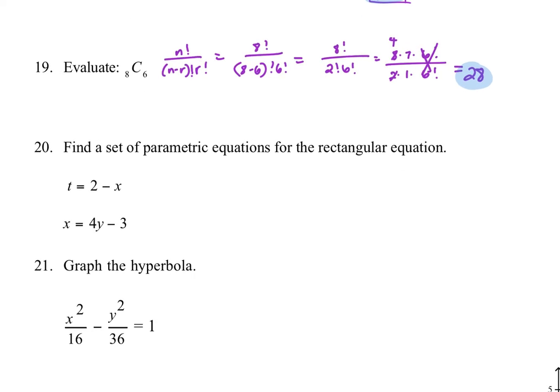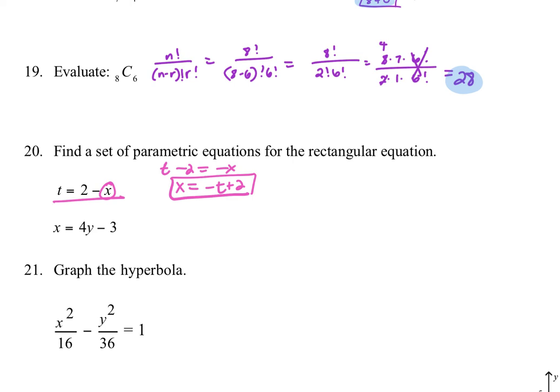Find the set of parametric equations for the rectangular equation. There's only one that has the t in it, so you're going to solve that one for the other variable. I'm going to solve for x here. I would get t minus 2 equals negative x, so x would equal negative t plus 2. That's one of the equations that would be part of my answer.